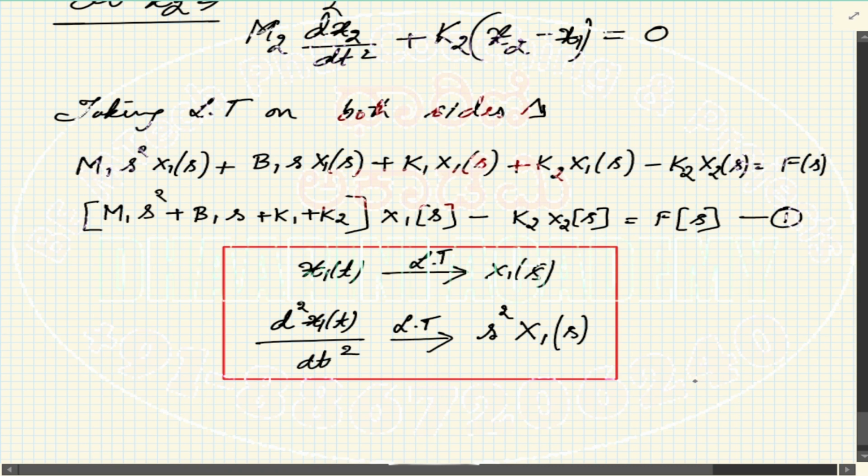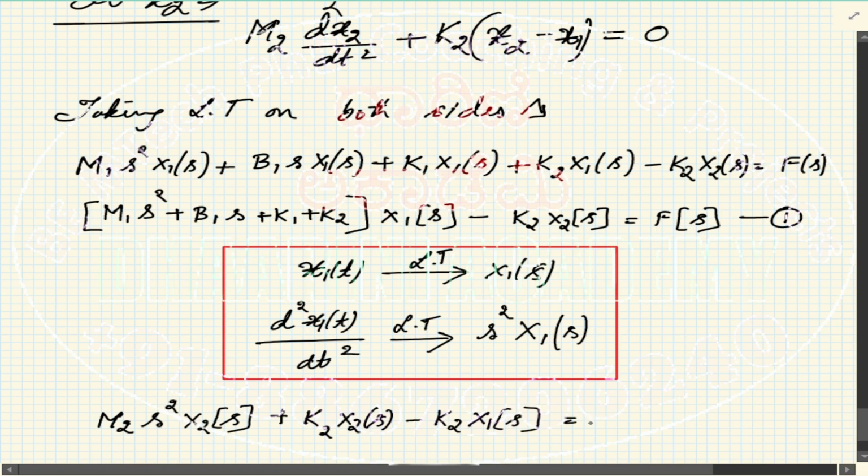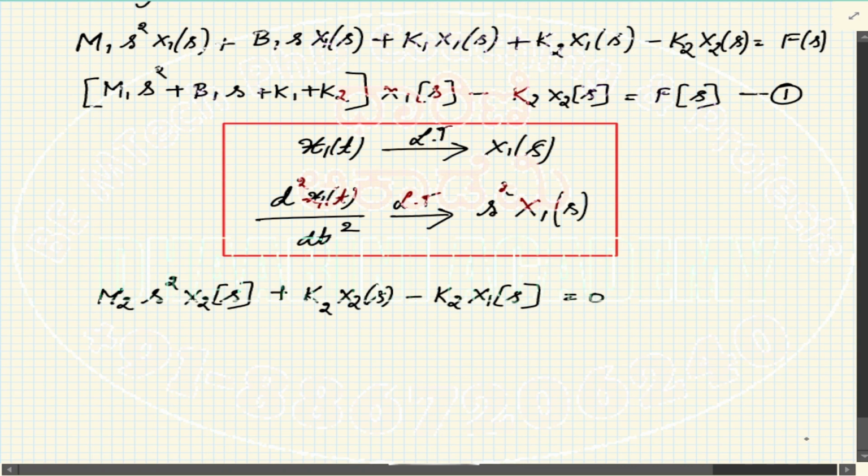We also have to apply the Laplace transform for the second equation, the one we had written at node x2. That is m2 into s squared x2 of s, plus k2 into x2 of s, minus k2 into x1 of s is equal to 0, right? Fine, this is equation number 2.